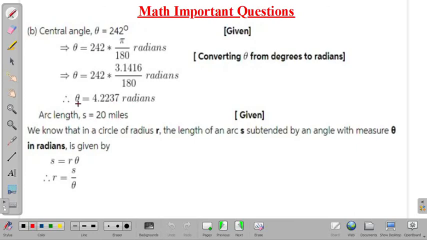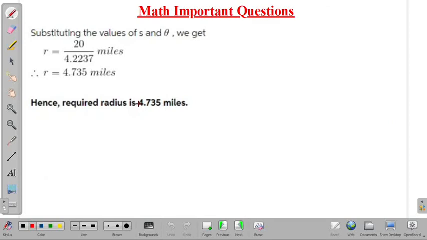So substituting the value of theta and s, because s equal to r theta, therefore r will be equal to s by theta. Substituting s equal to 20 miles and theta equal to 4.2237 radian, we will get the radius of the circle as 4.735 miles. Hence the required radius is 4.735 miles.